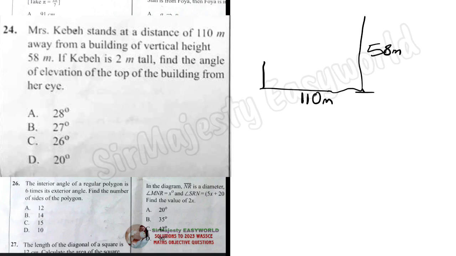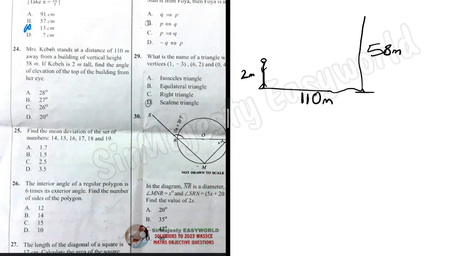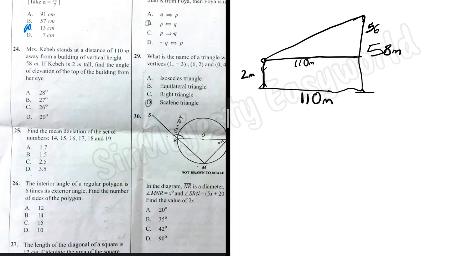Let's assume this is Miss Kema. And if Kema is 2 meters tall, find the angle of elevation from the top of the building to her eye. So assuming her eye is at the head level, not exactly, but according to what the question is giving us. So let us assume from here to here is 2 meters. Notice it's like a triangle, so here is also 110 meters. And let's subtract 2 meters from the total height of the building, 58. That will give us 56 meters.